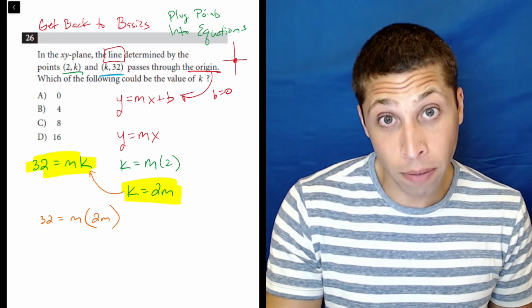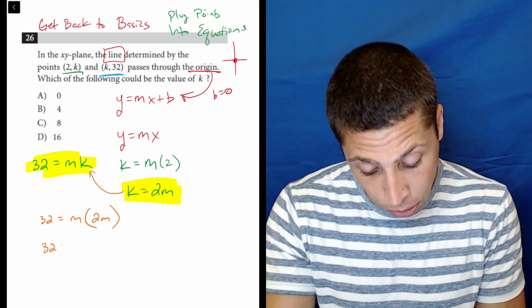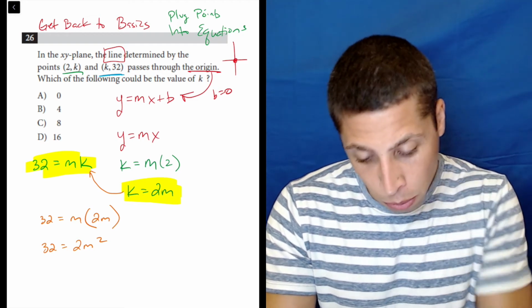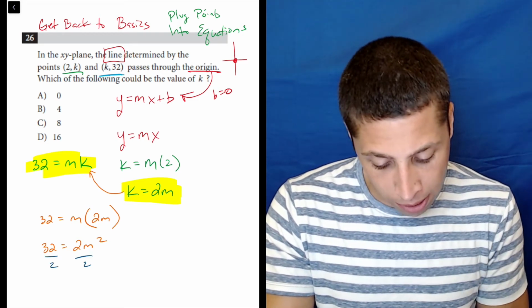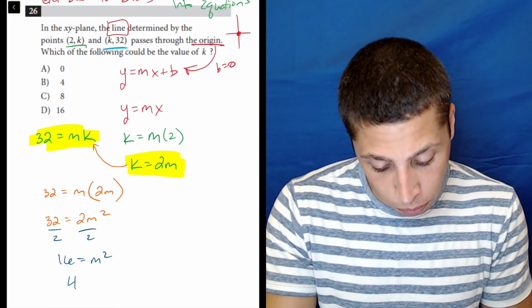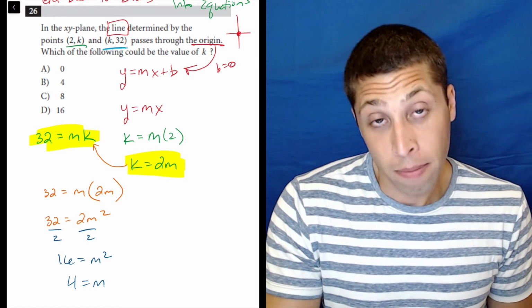Well, now I have one variable. I can solve for that, right? So 32 is equal to 2m squared. Let's divide by 2, right? Let's get m. So that means 16 is equal to m squared. And so take the square root, so 4 is equal to m.